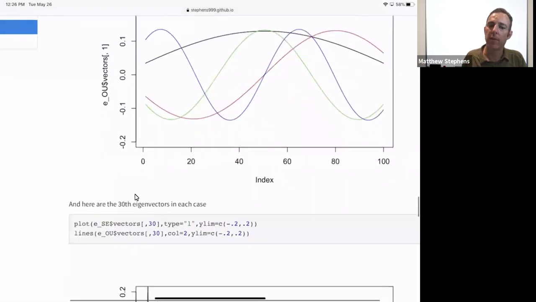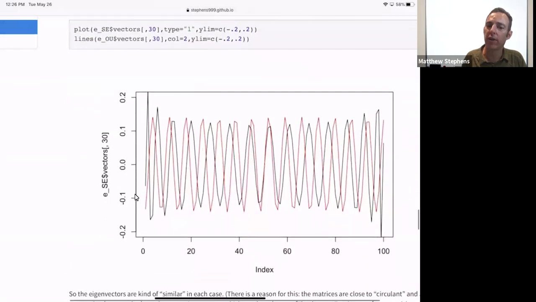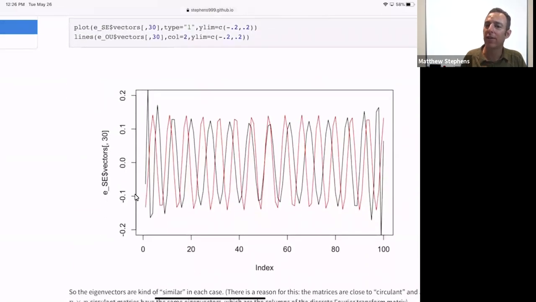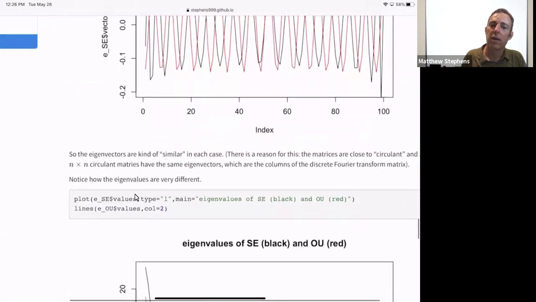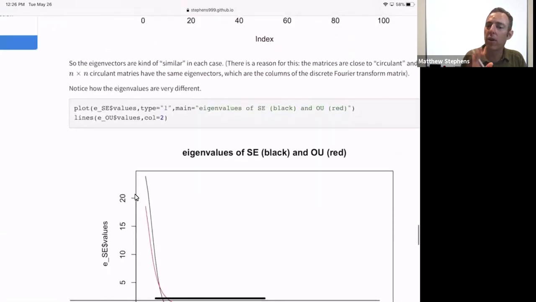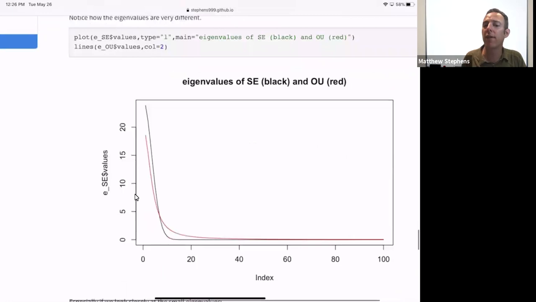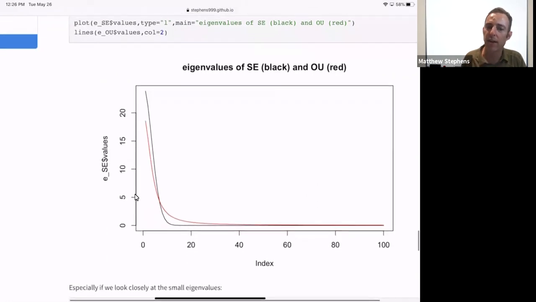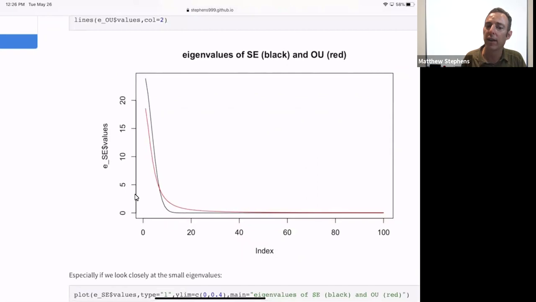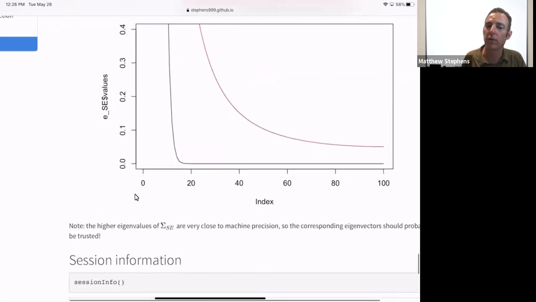But if you look at the higher order eigenvectors, here's the 30th one, you can see that they get higher and higher frequency, basically. And so we'll come back to the reason for that, but the eigenvalues behave quite differently. So the eigenvalues for the squared exponential decay much, much faster. That's the black line here relative to the red line here. And if we just look at the small ones, you can see.